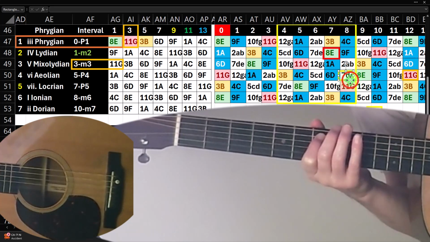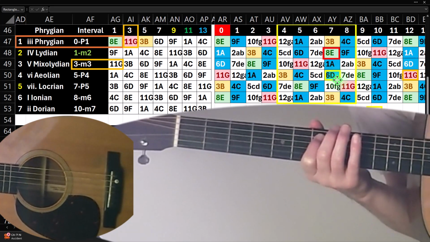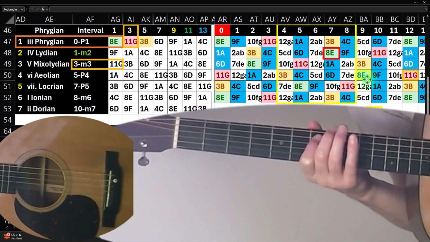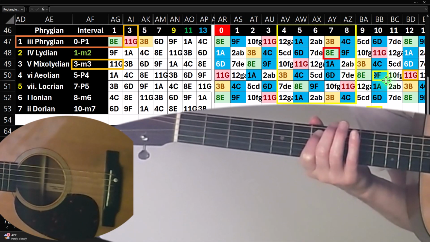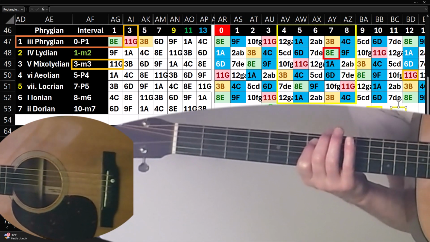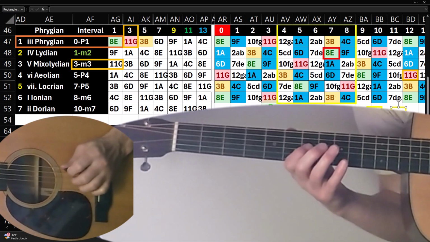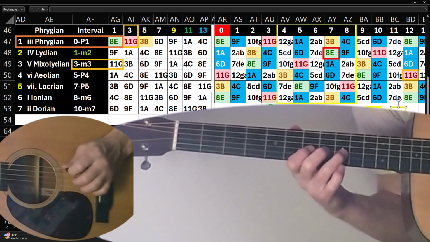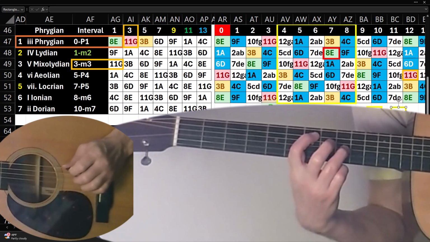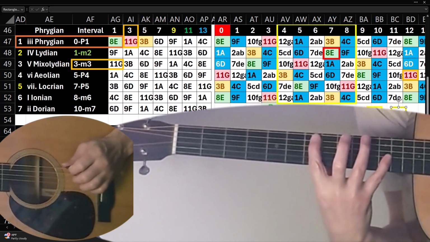We're going to go 5, 10, and then 11, 12, or 0, bringing us back to the octave, and then 1, 2, 3. So let's count it this way. We've got 5, 10, and then 11, 12, or 0. There's the octave, and then 1, 2, 3. Boom.